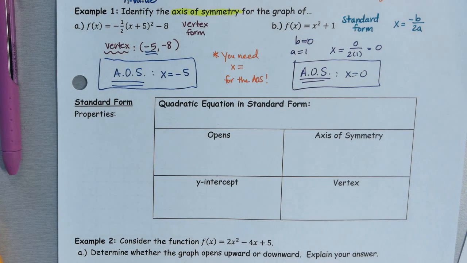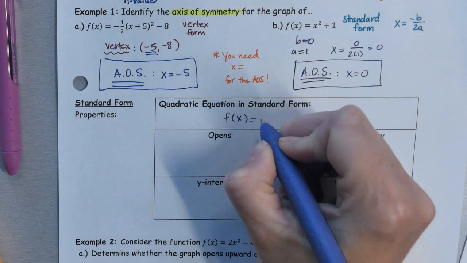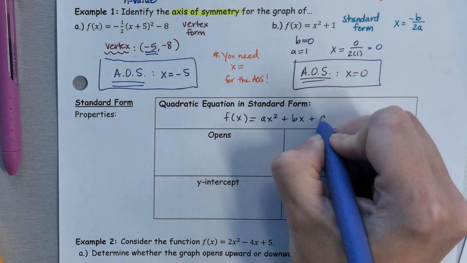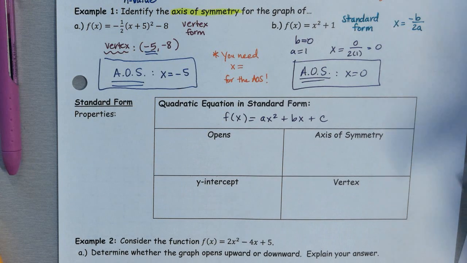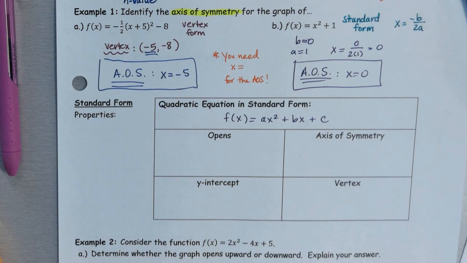We're hanging in there. Okay, so today we're going to talk about the quadratic equation in standard form. So that is f of x equals ax squared plus bx plus c. And then there are certain things that you can tell from that equation. So we're going to go over these properties.